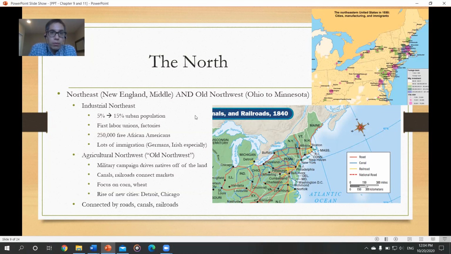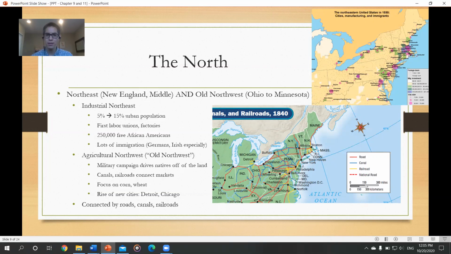The North, New England, the Northeast, was largely urban. You can see 15% of the population was urban, which was quite high back then. And this is where we see the first factories, the first labor unions popping up. So the Northeast, again, was largely urban or more urban than other parts. We see lots of working class there in factories. And we also see more diversity there. Lots of immigrants coming to the North, especially the Irish, but also 250,000 free African Americans who are living in the North. So the Northeast is very industrial, factories.